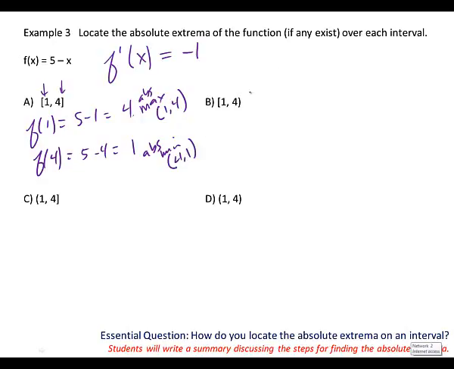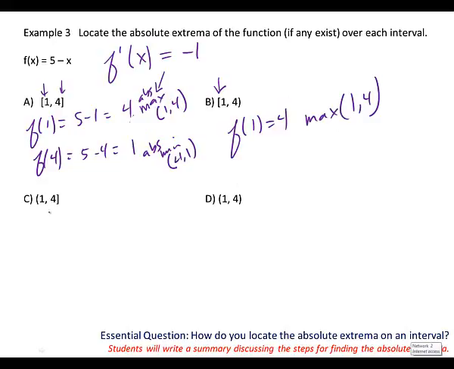All right, looking at B, the only closed part is the 1, right? So I already know that f of 1 equals 4, don't I? Didn't I already calculate that? And would that be the max or the min? What did we say about it? It's the max. So we would say that the max in that interval would be 1, 4.